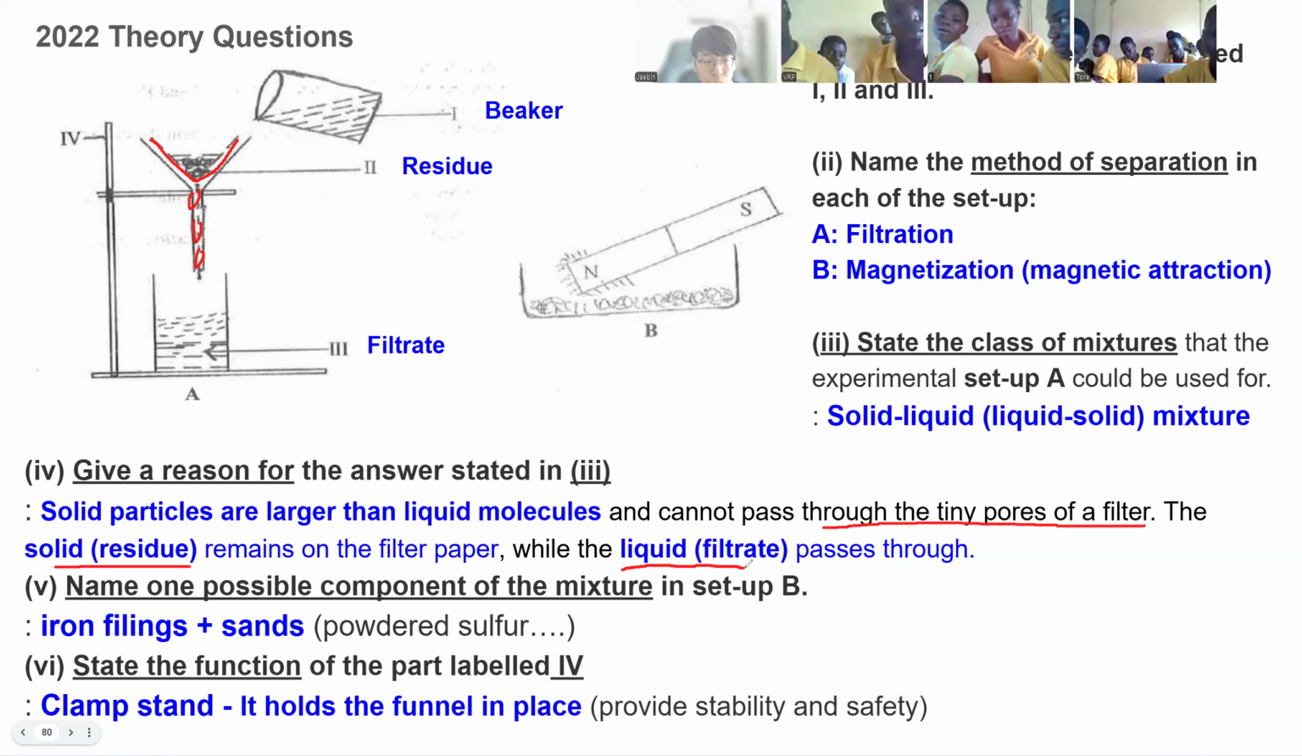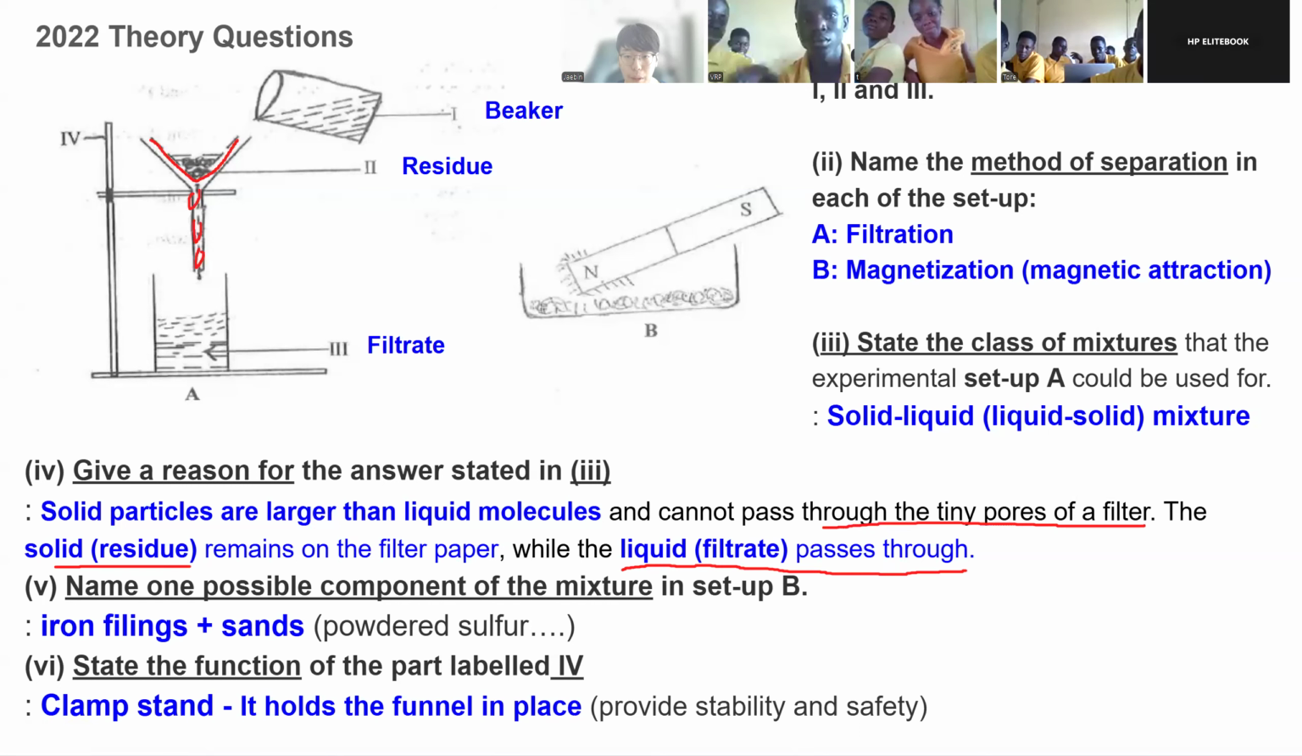While the liquid or the filtrate passes through in this filtration process. Question 5. Name one possible component of the mixture in setup B. An example might be an iron filling and any other element that is not magnetically attractive.